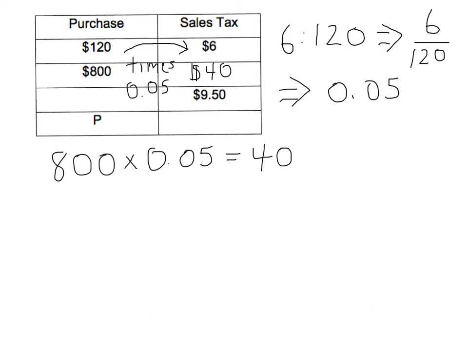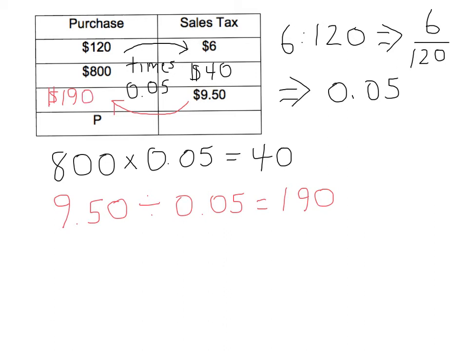On the other hand, when I want to move from the sales tax over here to the original purchase price, I want to divide. So to move from the right to the left, I'm going to be dividing. And I'll do that calculation in red. I want $9.50 divided by the 0.05. And again, if you have a calculator, that's $190. So we'll put that up there, $190.